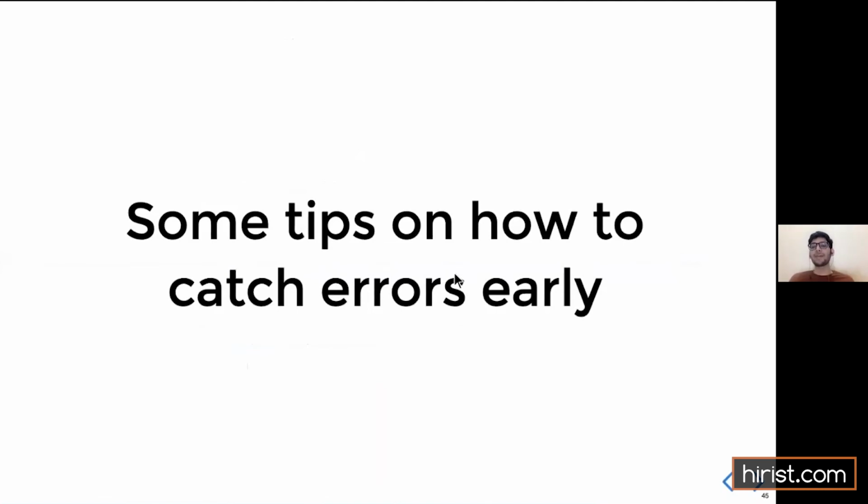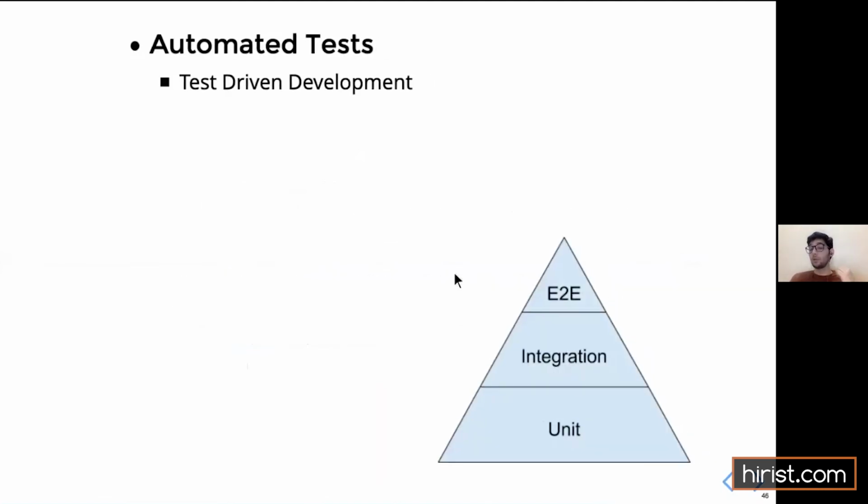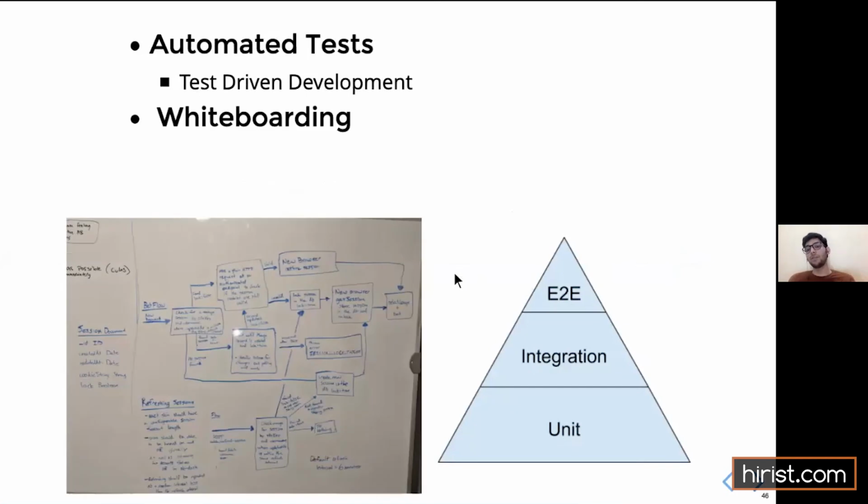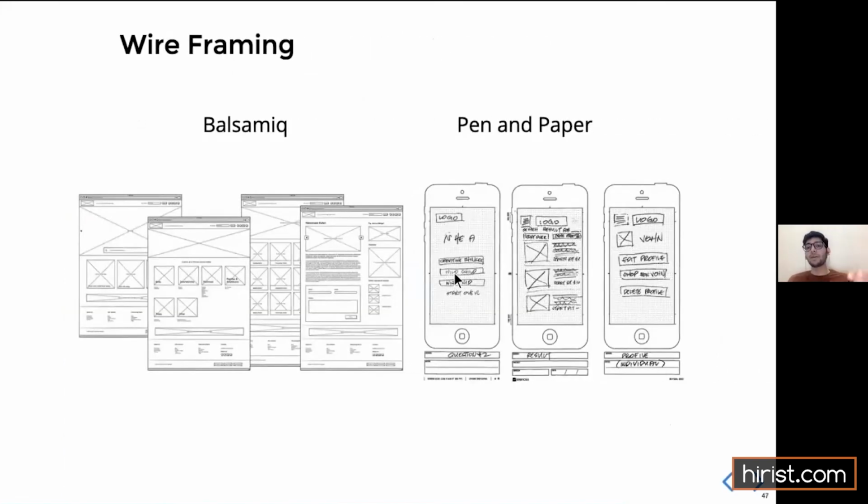Some tips on how you can catch errors early. Do testing, definitely, for example test-driven development. Whiteboarding is really essential if you want to make sure that you have the architecture of the software or utility that you're describing in place, so that you're not thinking of the architecture while you're coding. Wireframing in a team, either on pen and paper or a tool like Balsamiq, is a very good way to ensure that everybody is on the same page.